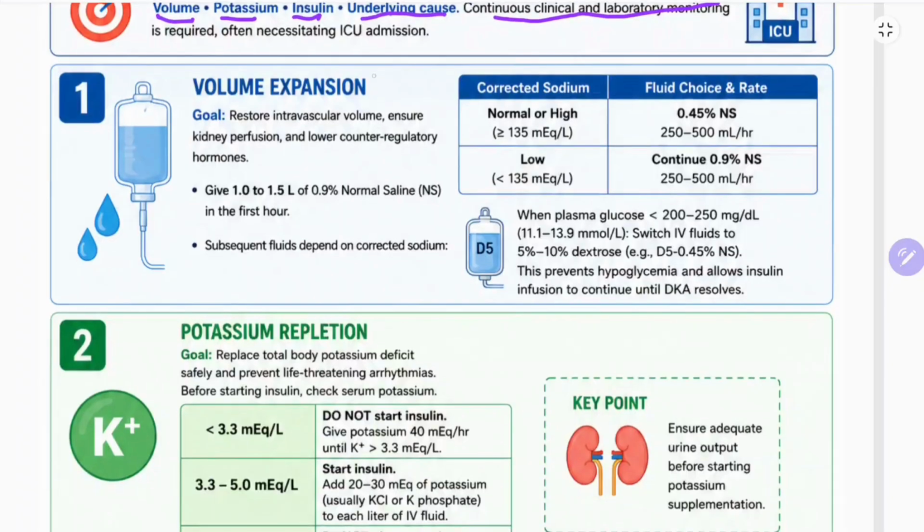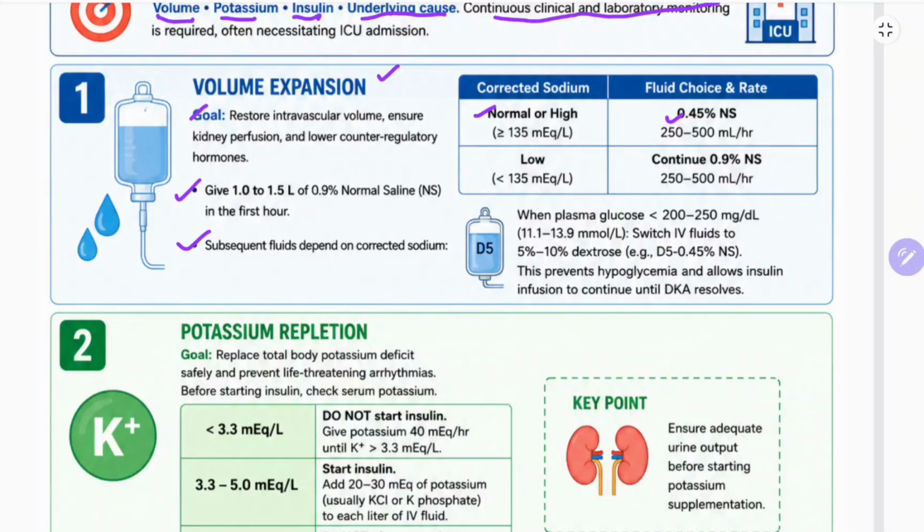So coming to first, volume expansion. The goal is to restore the intravascular volume, ensure kidney perfusion, and lower the counter-regulatory hormones. How do you do that? Give 1 to 1.5 liter of 0.9% normal saline in the first hour. Subsequent fluids depend on the corrected sodium. For example, after 1 hour, if the sodium level is normal or high, meaning either it is equal to 135 or more than 135, then we should give 0.45% NS at a rate of 250 to 500 milliliter per hour.